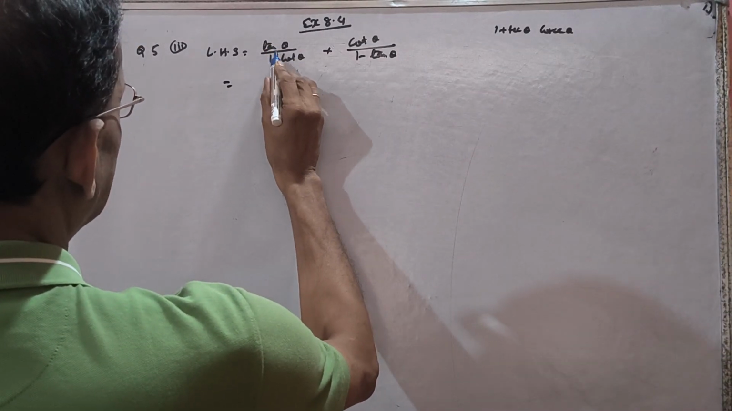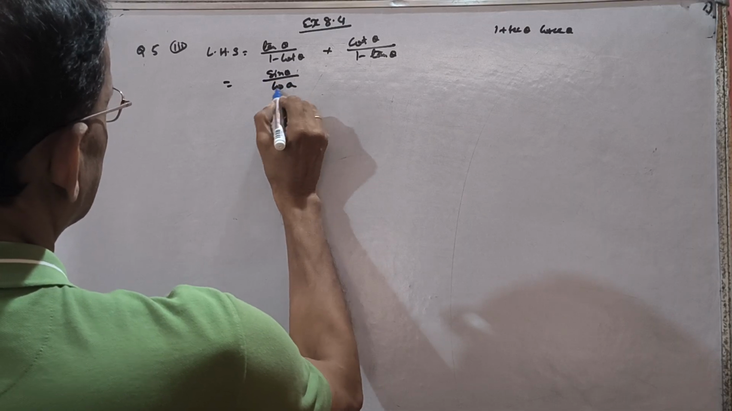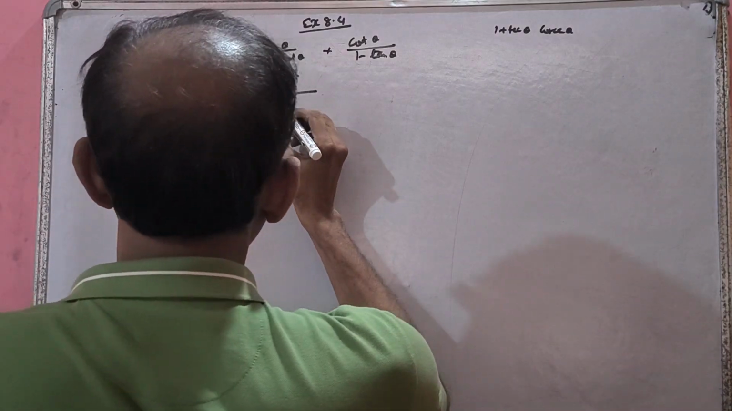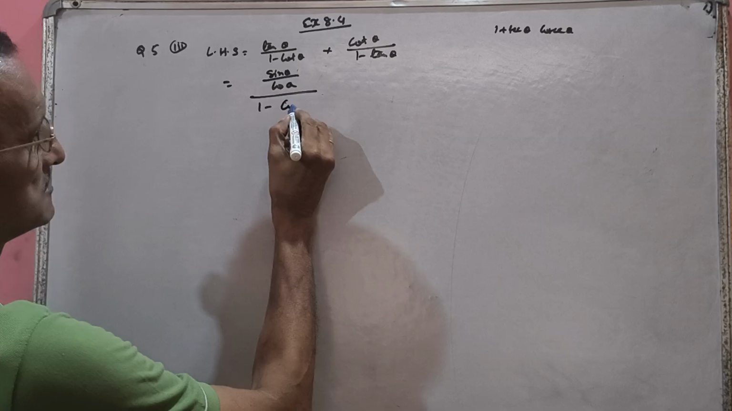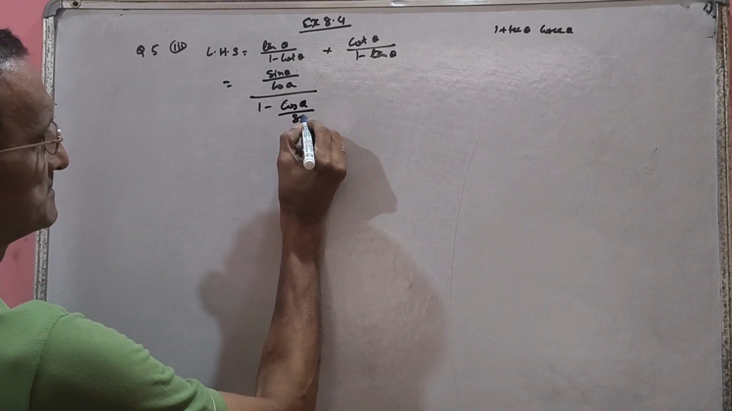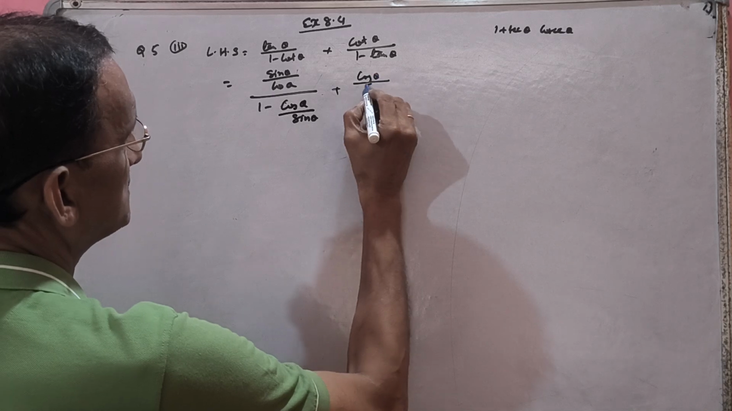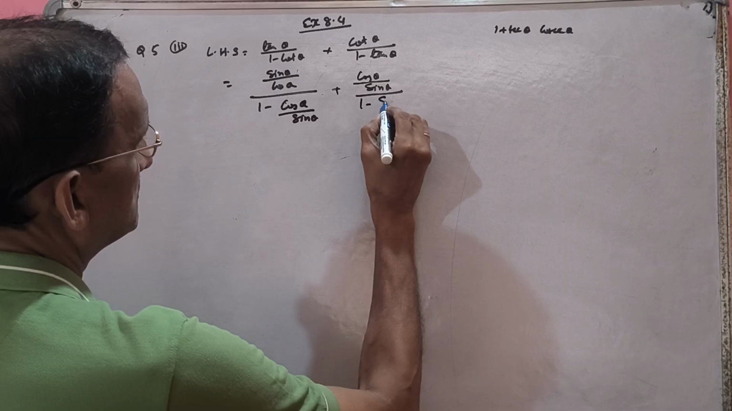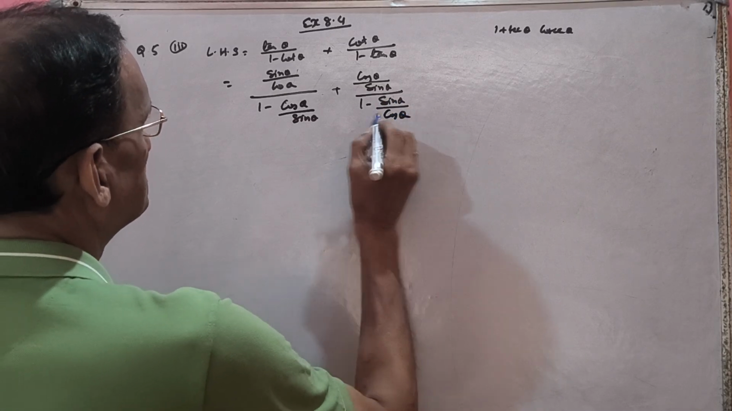tan to sine by cos, and cot you can write as cos by sine. Similarly, cot theta equals cos theta by sine theta, and tan theta equals sine theta by cos theta, okay?